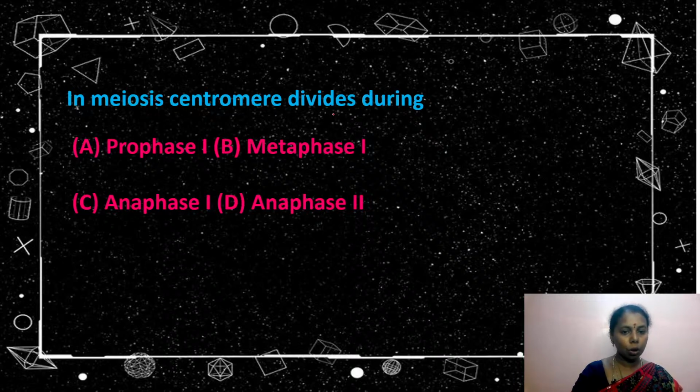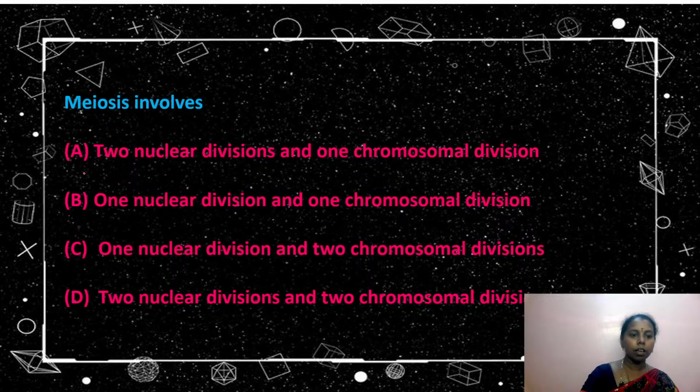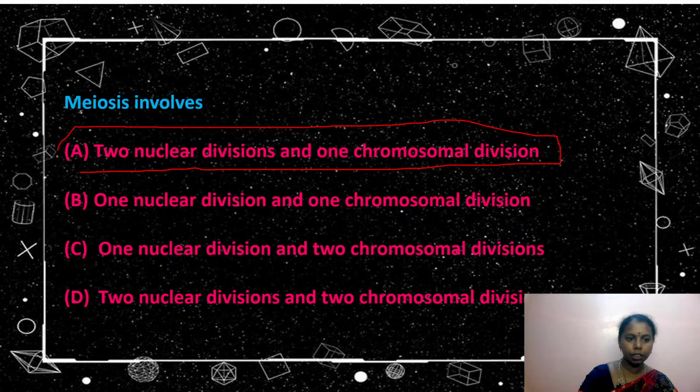In meiosis, centromere divides during. Meiosis involves, yes, excellent answer, two nuclear divisions and one chromosomal division is the very correct answer. Sanjay, Tarunika, Lakshita, Kalpana, Jeevan and Vivek. Excellent answer.